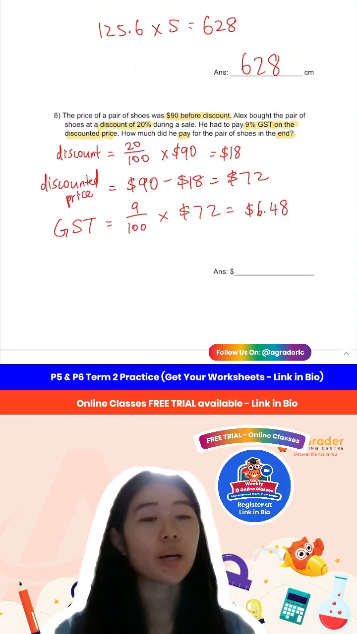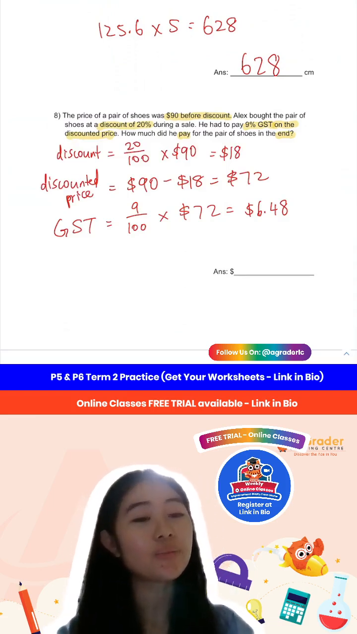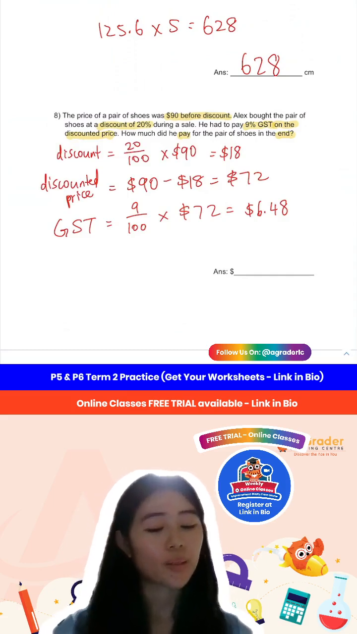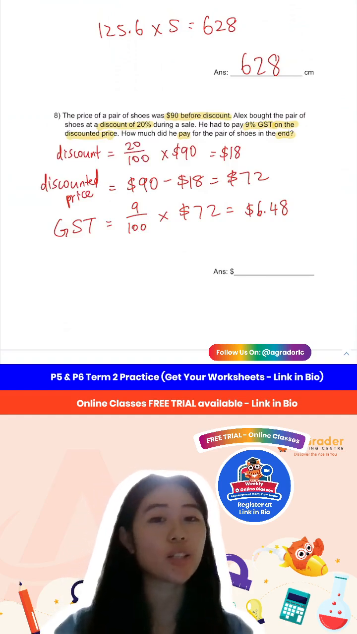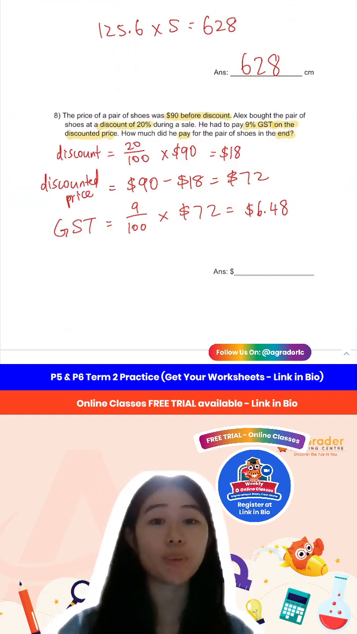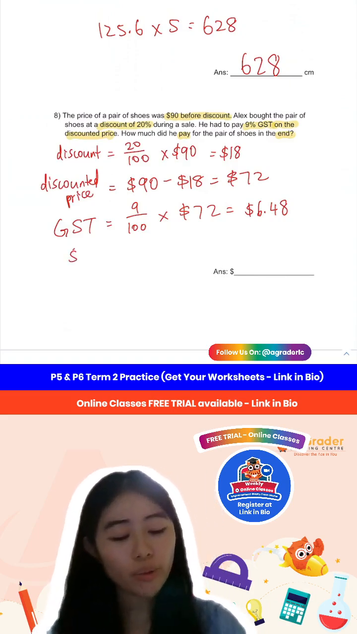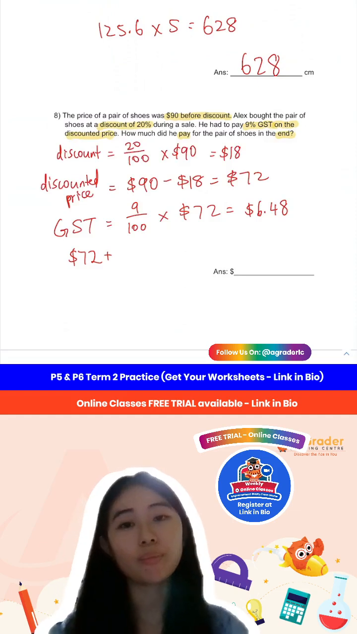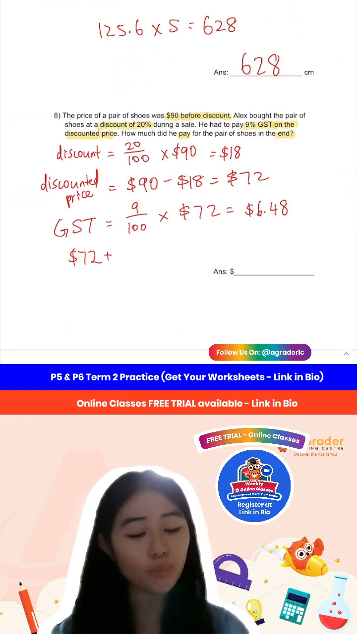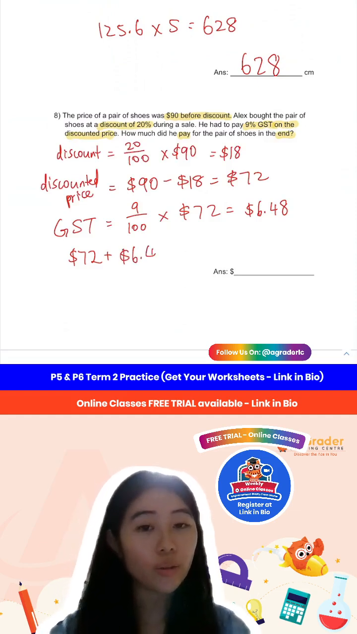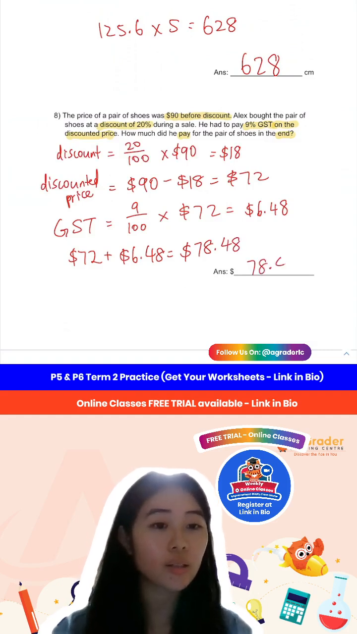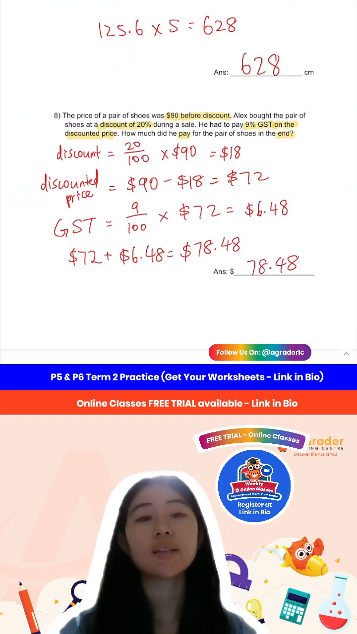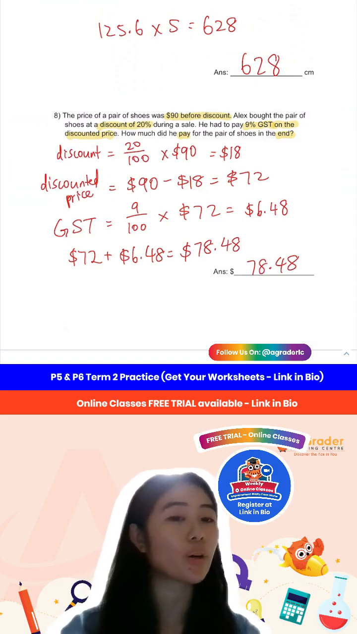Yes, okay. I'm a happy pig. Yes, that's the correct explanation. So your final step is to add your discounted price and your GST because GST makes things more expensive. So your discounted price was $72, but then it became more expensive because of the GST. So you have to add the GST. The final price to pay is $78.48.